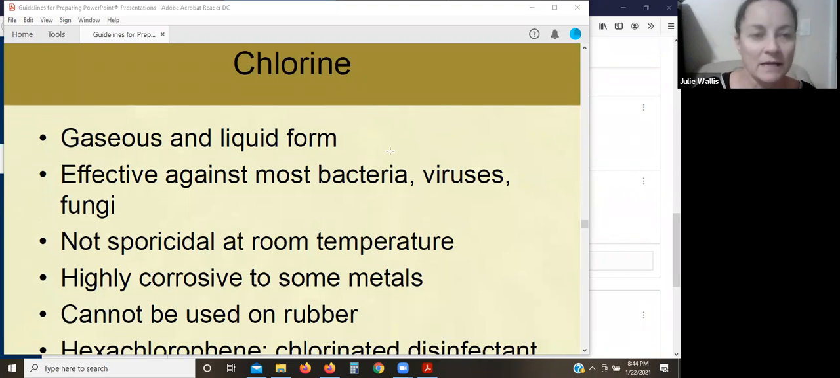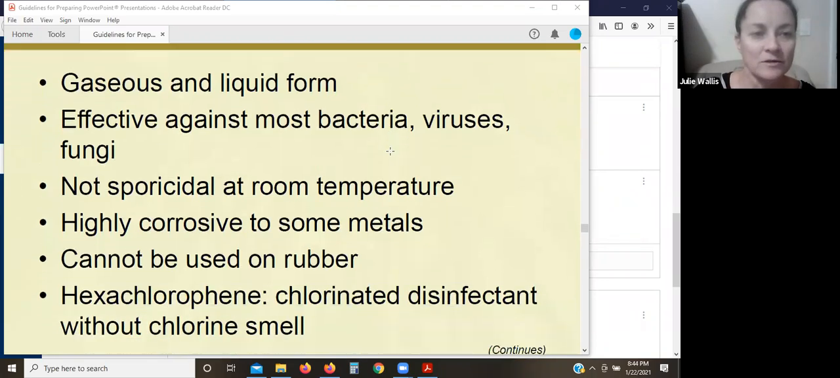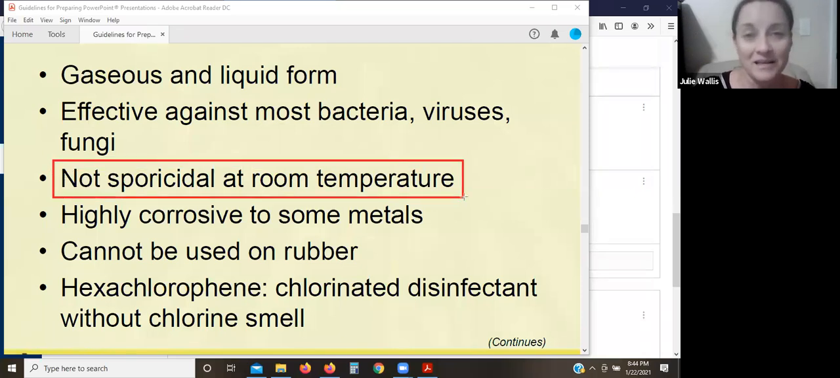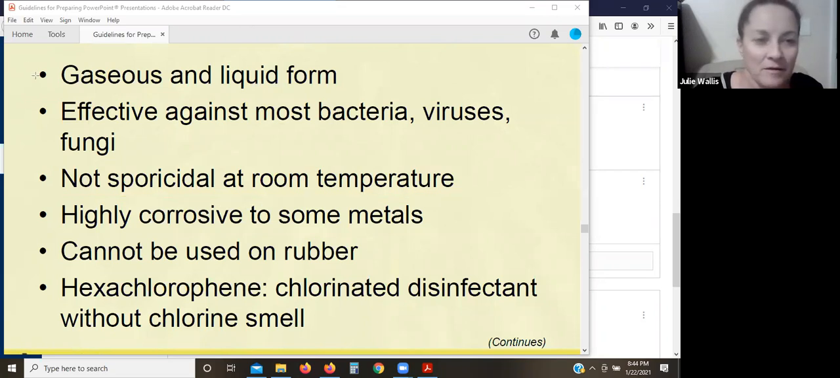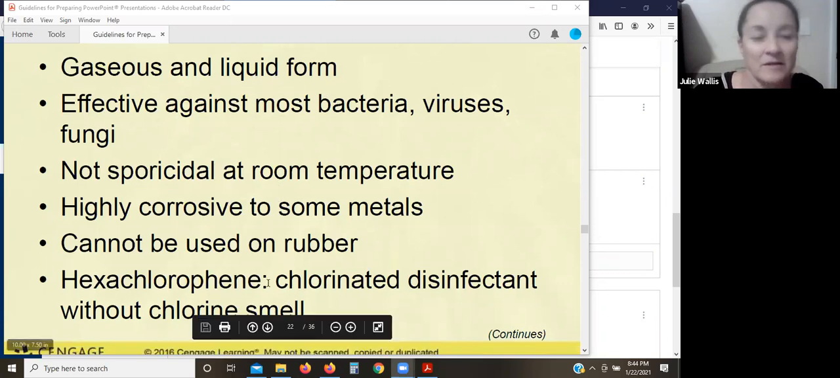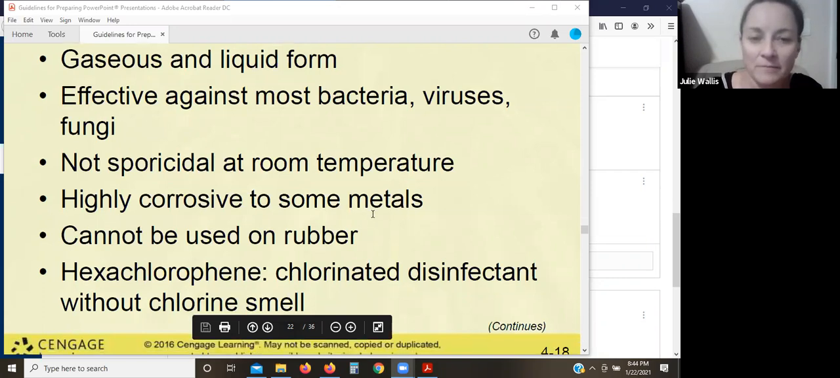All right, chlorine can be in gas or liquid form. It's effective against most bacteria, viruses, and fungi. Again, it is not sporicidal, at least not at room temperature. It can be highly corrosive. We probably all know that, but it can be highly corrosive to several things. And obviously you don't want that to come into contact with your skin either. And then another version is hexachlorophene, which is the disinfectant without the chlorine smell.